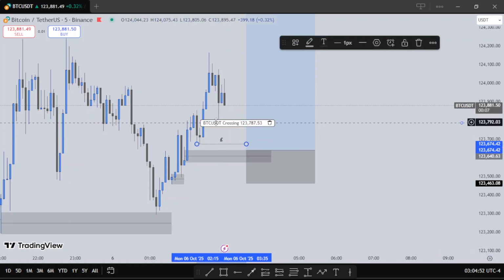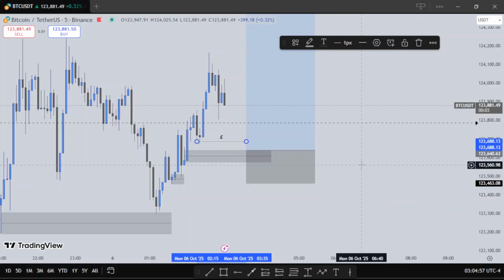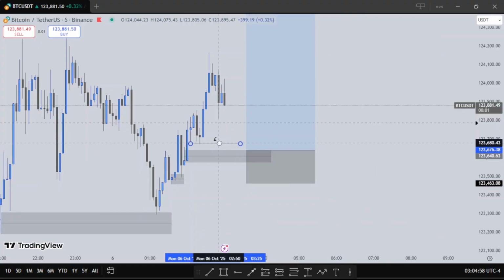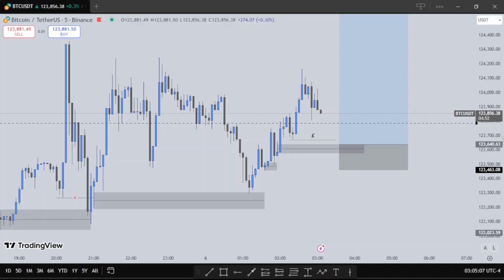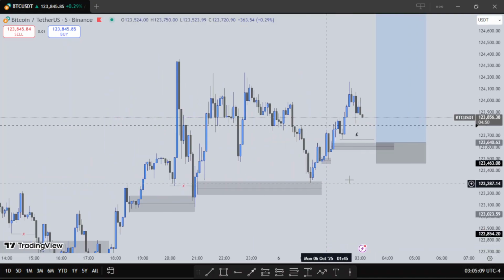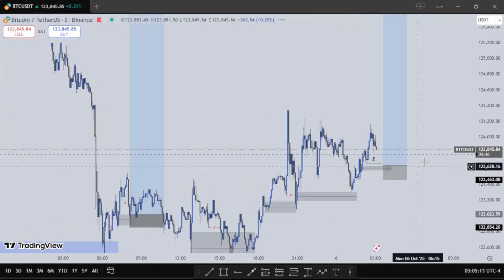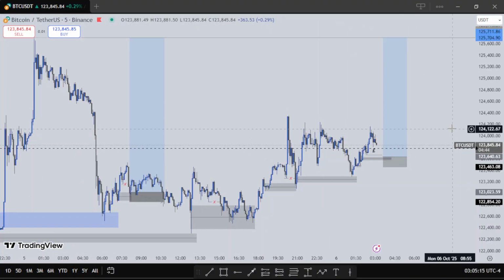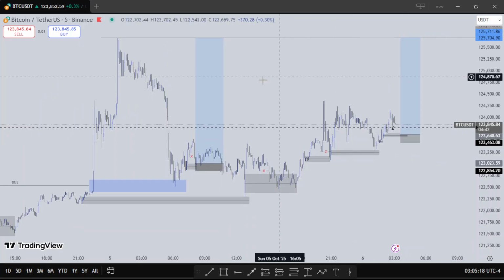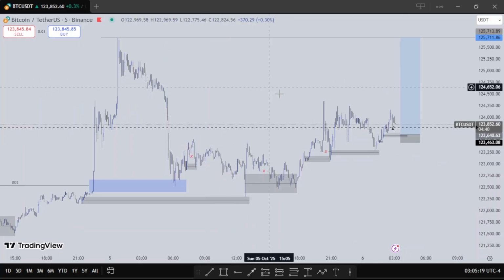I've already set my alert here. I know I'm close to being triggered into this trade. Today is Monday, 6th October 2025. So this is what I have for BTC: 5 minute, 3 minute to this high.